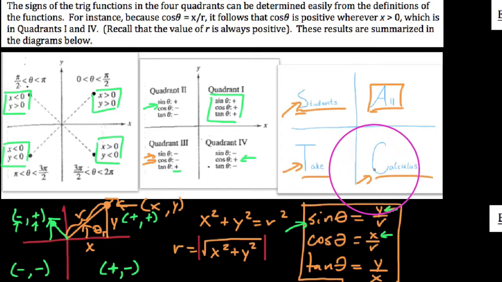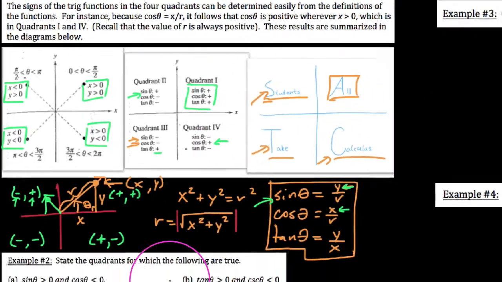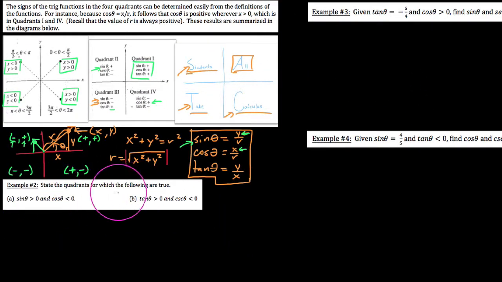Now, knowing this is actually a really easy way to start to confront things like down here. It says, state the quadrants for which the following are true. What I want to know is this. If you had an angle in standard position, and you knew that the sine of this angle was positive, and I told you that the cosine of this angle is negative, okay, what would this imply about where your angle lies? And this will make it a lot easier to figure out.